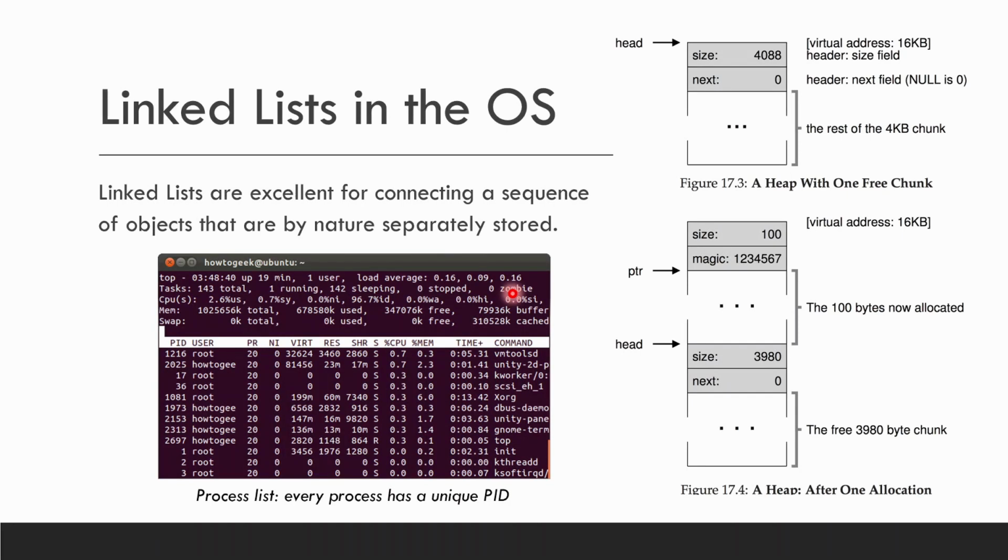Within the operating system, linked lists are excellent for connecting these processes that are stored across different spots inside memory. They are naturally excellent for connecting a sequence of objects that are by nature separately stored. So if I have different processes living in different locations in memory, and I would like to walk all those processes, it's a pretty natural representation to want to compose all these processes together as a linked list and have one process lead to the next, lead to the next, and so forth. It doesn't matter where the processes are, so long as I can walk every process at some point.